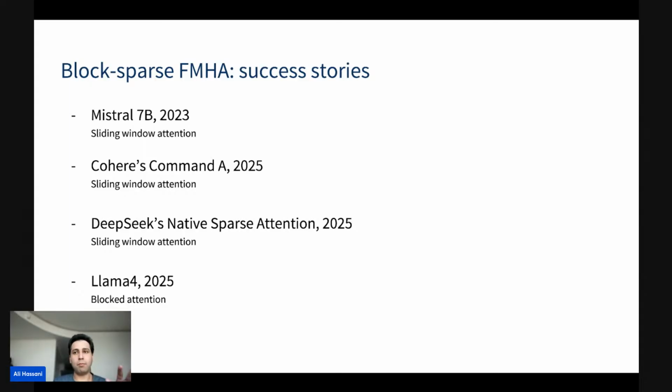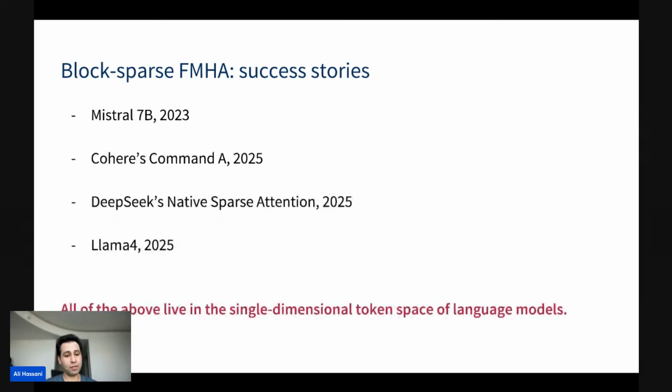Llama 4 was based on blocked attention, so I don't believe... Actually, I don't know. I never got to find out. I think maybe it was implemented with flex attention, or maybe that was just the inference. So I'm not going to guess, but these are all, to me, successful instances of block sparse attention, or some form of attention that is block sparse, that you implement with block sparsity in the language space.